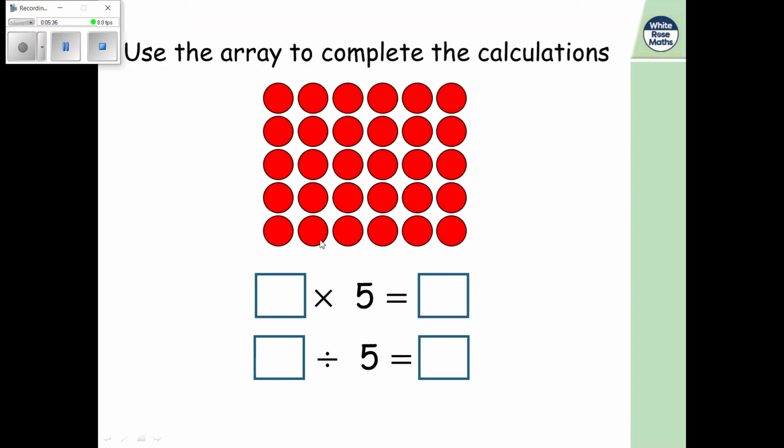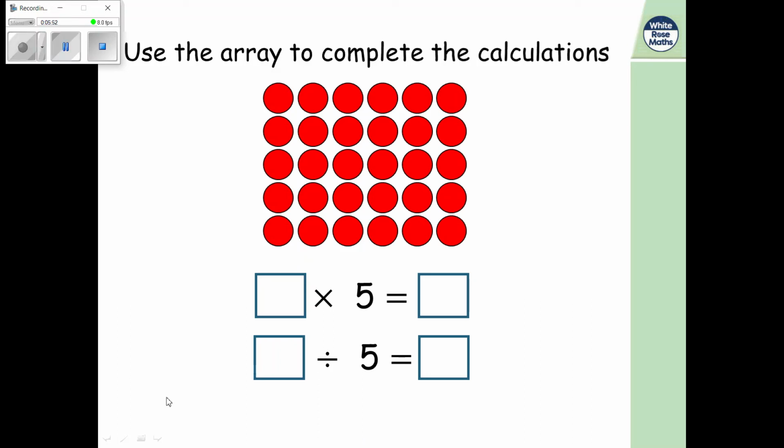So I could count them all up. If not, if you're confident in counting in your 5s, you could count to 6 lots of 5. So pause now and have a little think. Right, let's check if you're right. 6 fingers up. 5, 10, 15, 20, 25, 30. So that is our first number.